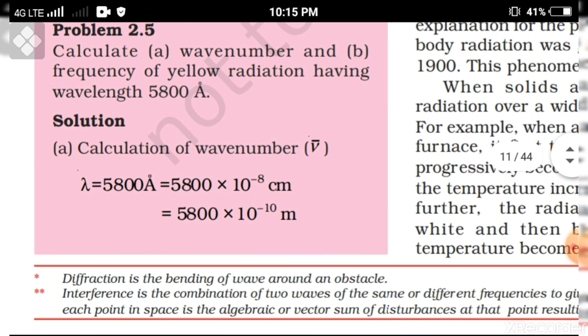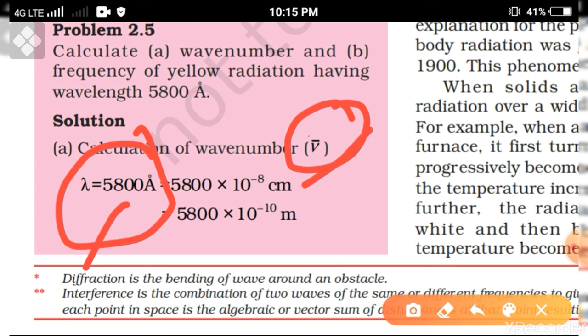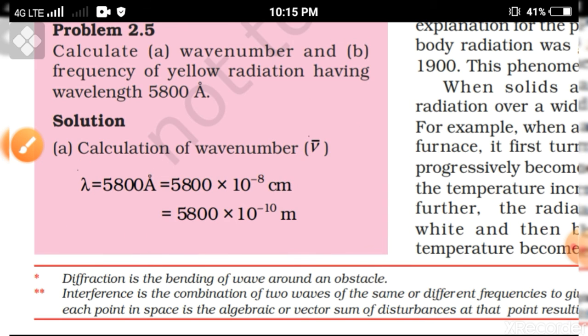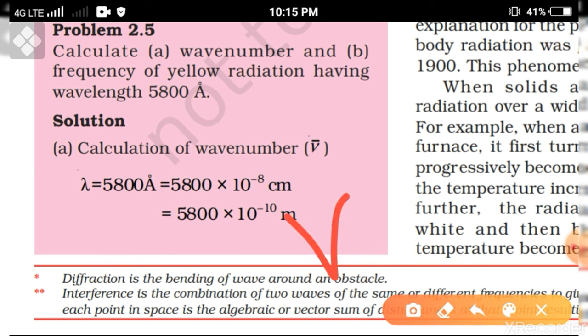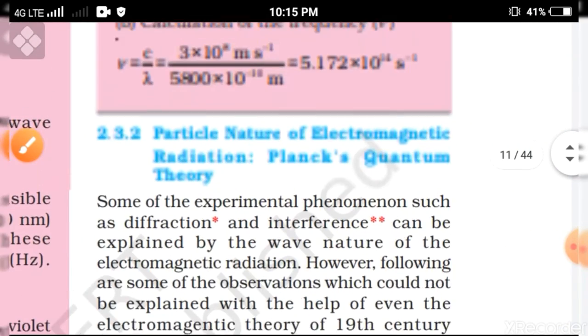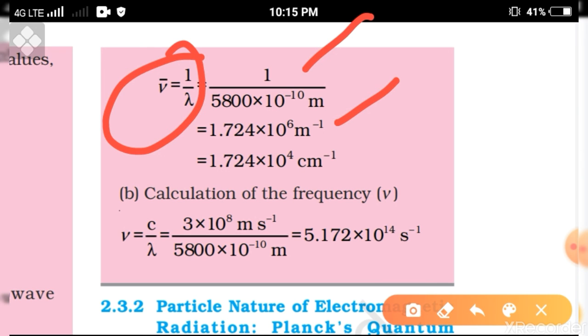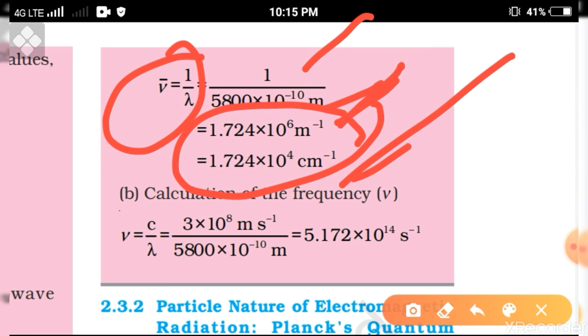Understand? Wave number is denoted by nu bar. Wavelength is given as 5800 angstrom. 1 angstrom equals 10 to the power -8 centimeter, or 10 to the power -10 meter. So we first have to find the wave number. What is the formula of wave number? It is 1 by lambda. Then we put in the formula, 1 by lambda, where lambda is the given wavelength. After the calculation, we get a value per meter or per centimeter. This is the wave number of the yellow light.